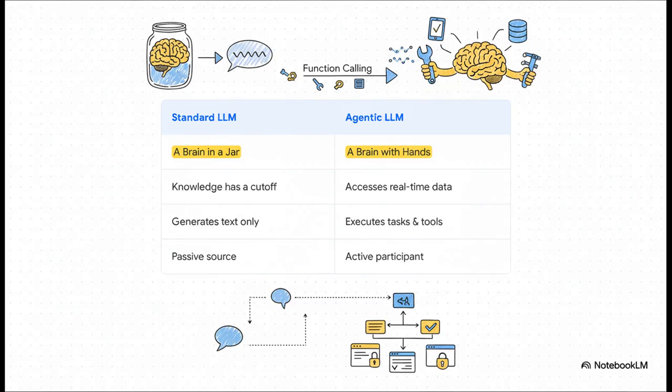Probably the best way to get your head around this is the whole brain in a jar idea. A standard LLM is exactly that. A super smart brain, but it's totally isolated. Its knowledge has a cutoff date, and all it can do is spit out text. It's passive. But an agentic LLM, that's a brain with hands and eyes. It can tap into live, real-time information, and this is the game changer, it can actually execute tasks. It goes from being a source of info to an active player in your workflow.